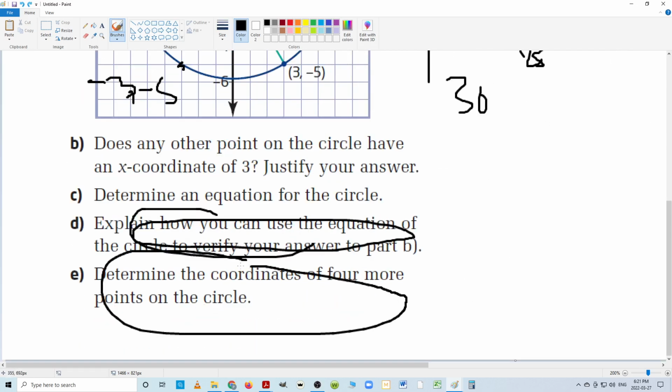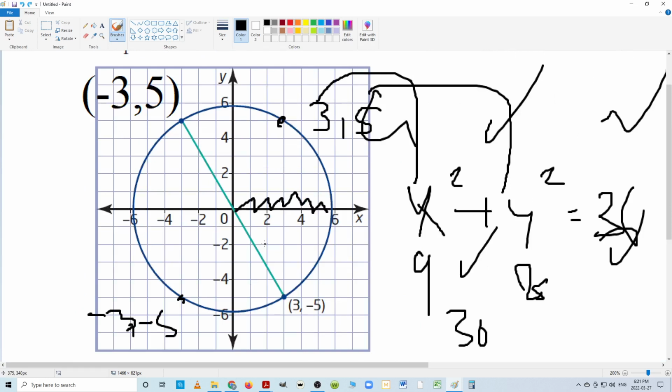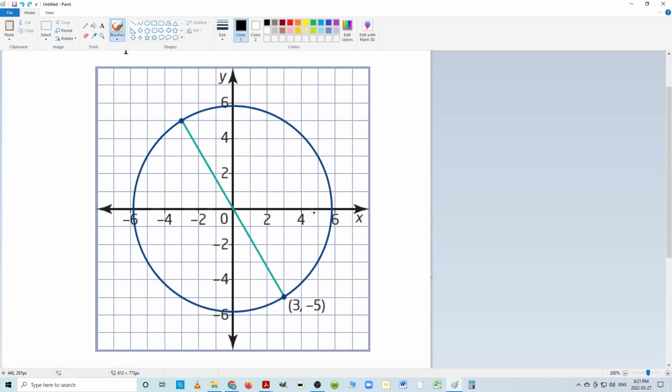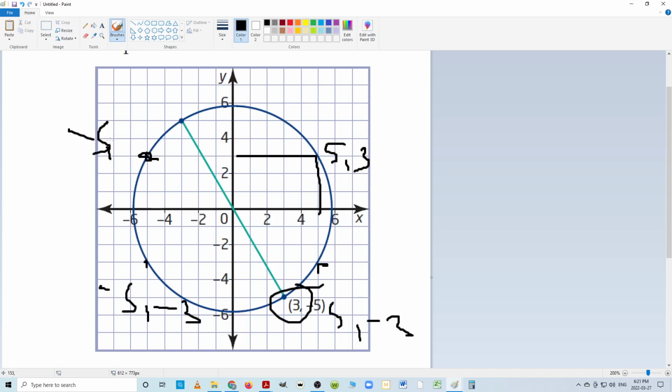Determine the coordinates of 4 more points in the circle. Well, if you really want to cheat on that, you can see right here, there's a good one right there. Here's how you do it really fast on that one. 5, 3, which means I'm going to have a 5, comma 3 here, a 5, comma negative 3 here. Notice there's a connection with this one. There's going to be a negative 5, comma negative 3 here, and a negative 5, comma 3 at this one.